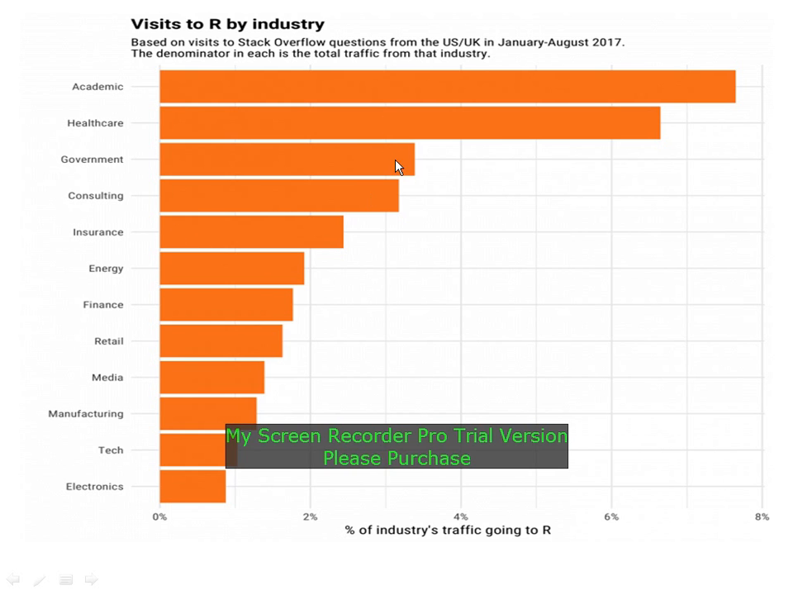And government organizations use more than 3%, and consulting organizations also more than 3%, and insurance companies also use greater than 2 and less than 3, and energy and finance companies are also using less than 2% and near to 2. Retail and media organizations also use more than 1%, and manufacturing, technical and electronic organizations use 0 to 1% and somewhat more than 1%.